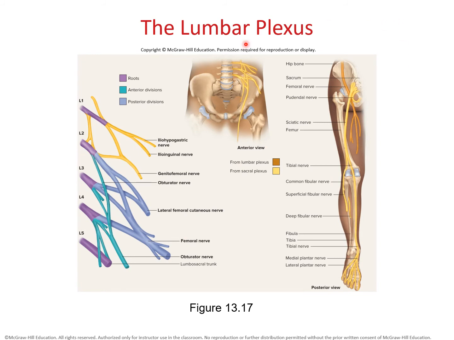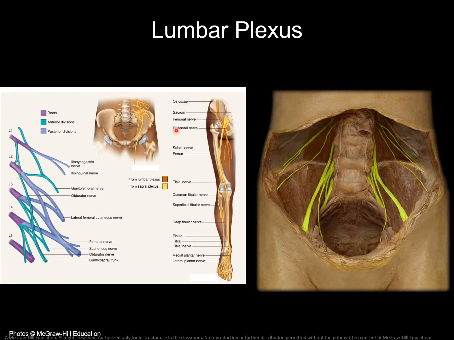Here is the lumbar plexus, and you'll see that we have the roots and the anterior and posterior divisions there. Here we have it again, and you can see that it's highlighted in this cadaver pic. These are some of the nerves that you will also need to know for lab.